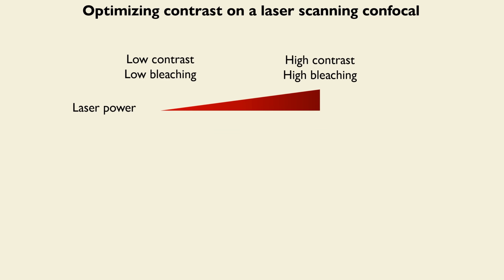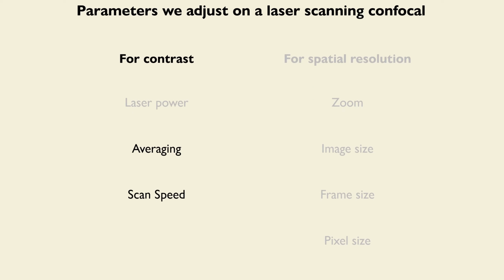So to summarize, if we look at the laser power, we can either be in a situation where we have low bleaching and low contrast or high bleaching and high contrast. So what are other things that we can adjust? The two other things we can adjust are averaging and the scan speed. Averaging means that we scan lines in the sample multiple times and then average them together, or you can think of it as scanning the frame multiple times and averaging it together. It's like we're taking multiple pictures and averaging them.